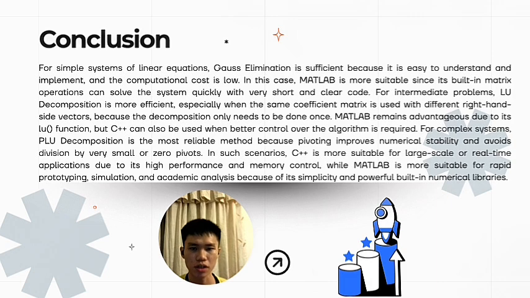For complex systems, PLU decomposition is the most reliable because pivoting improves the numerical stability. In such cases, C++ is preferred for large-scale or real-time applications, whereas MATLAB is ideal for simulation and academic analysis.